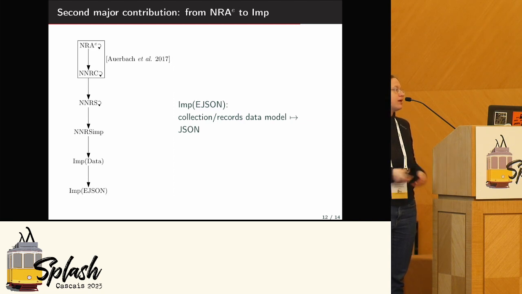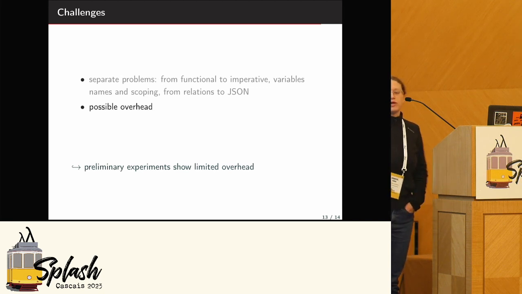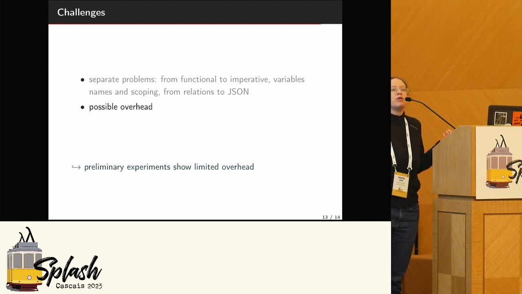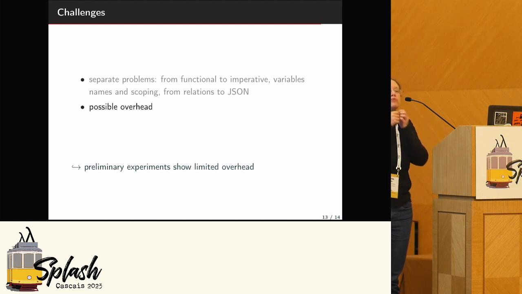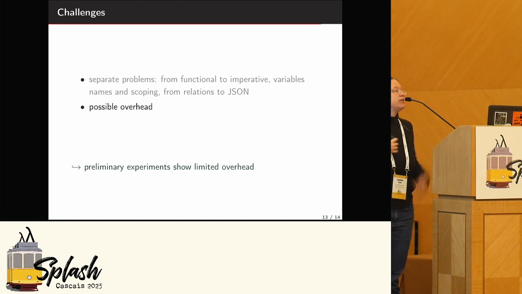So in this part, the challenges: the first one I already said was to separate problems. We don't want to translate everything in one step. So we want to go first from functional to imperative and look at variables and so on. And the second challenge is the same as before. It may have overhead to do all this, but in this case, we made some preliminary experiments, and it shows that we have limited overhead.